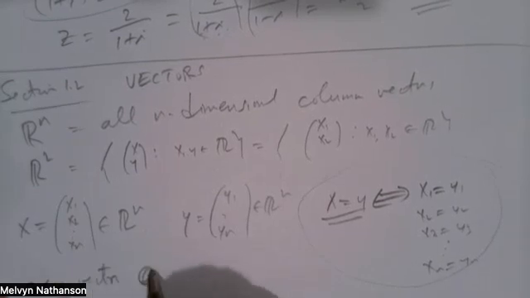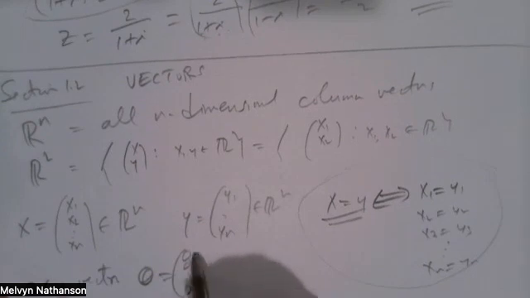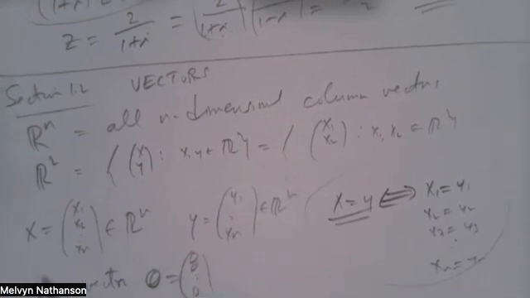And what is called the zero vector is just the vector 0 with all coordinates equal to 0. That's the n-dimensional zero vector.